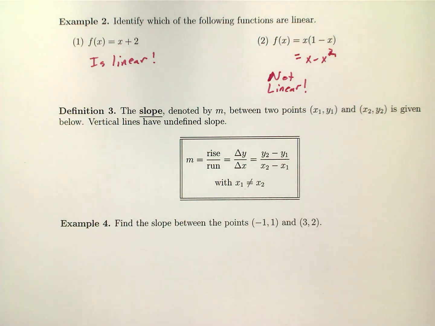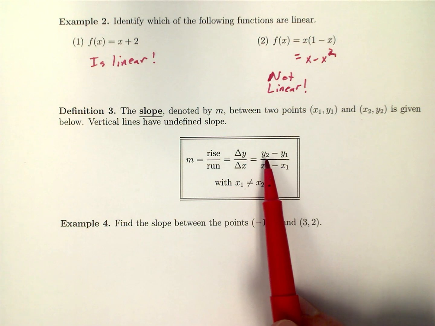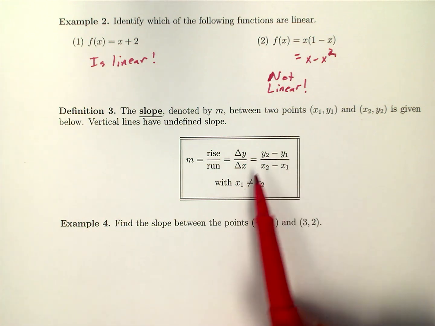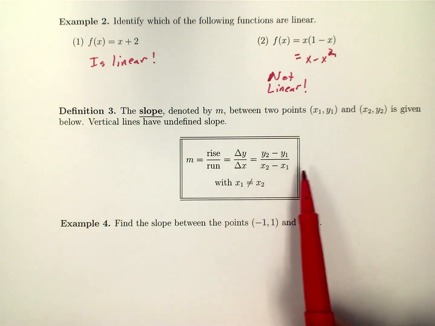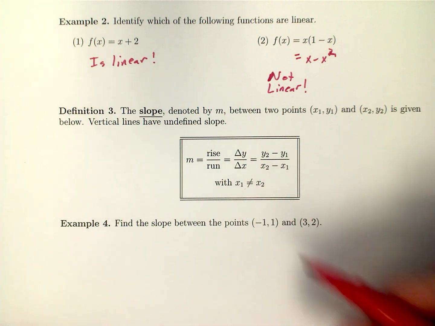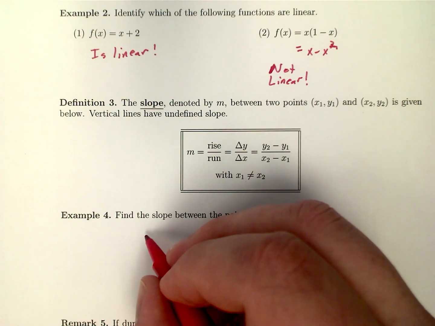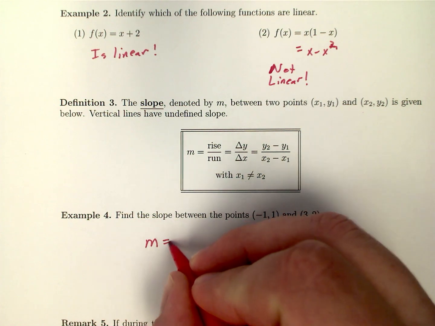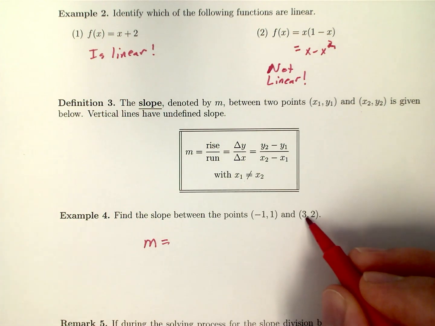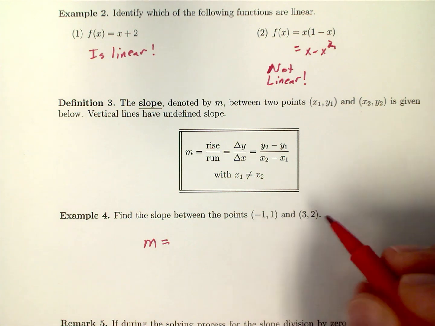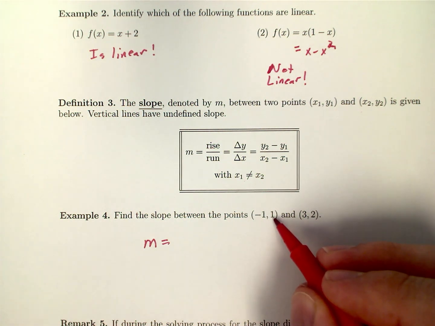So to find the slope between 2 points, so we have negative 1, 1 and 3, 2. Notice again, just like before, we have these ones and the twos. It doesn't matter which one we pick as being the first one or the second one, as long as we're consistent. So for computing slope, my recommendation is to pick one of the points. It doesn't really matter. Just because it's the first one, I'm going to start with this one.